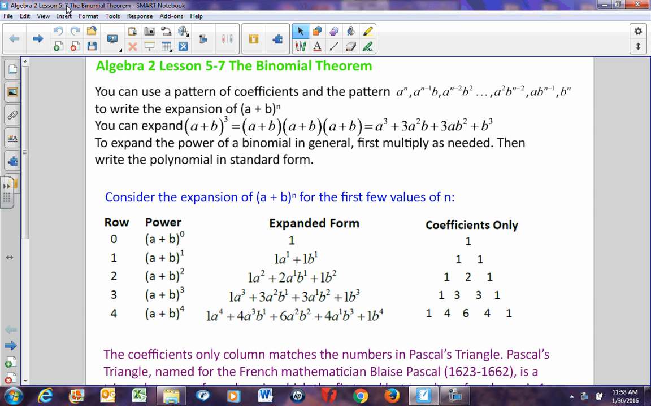For example, you can expand a plus b to the third as a plus b times a plus b times a plus b, and you can multiply it out and get a to the third plus 3a squared b plus 3ab squared plus b to the third. And this is what it's trying to tell you.